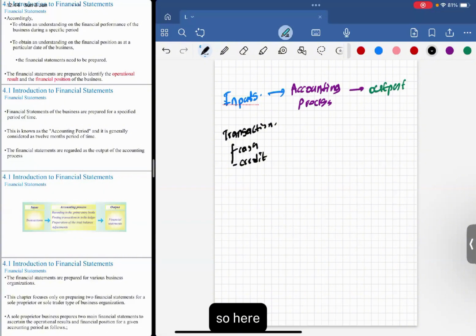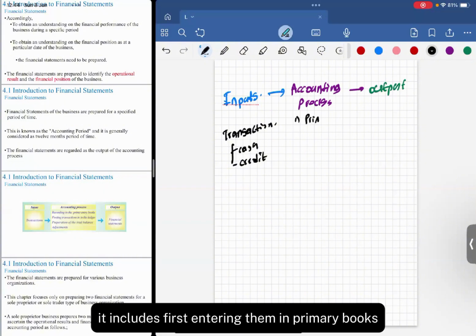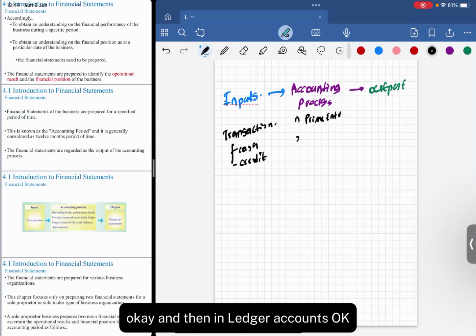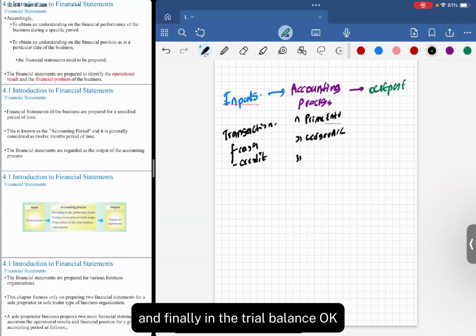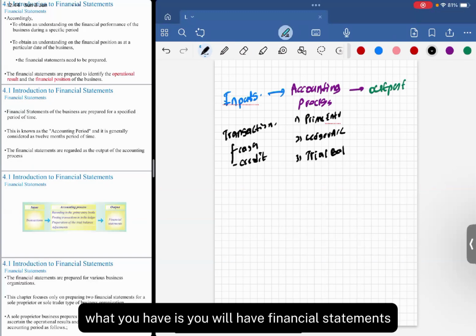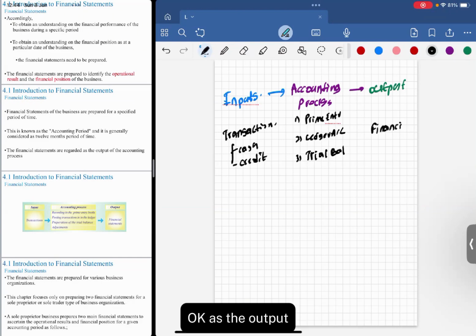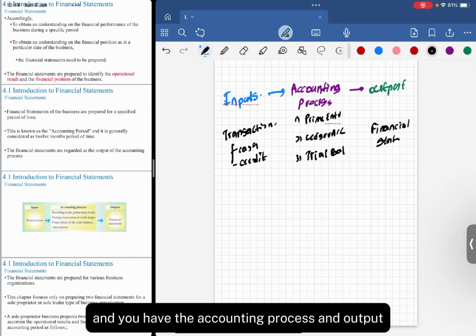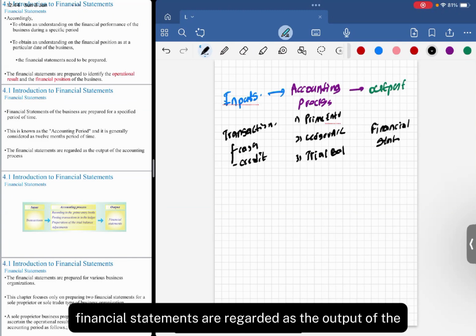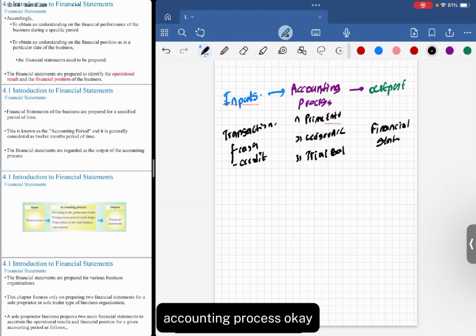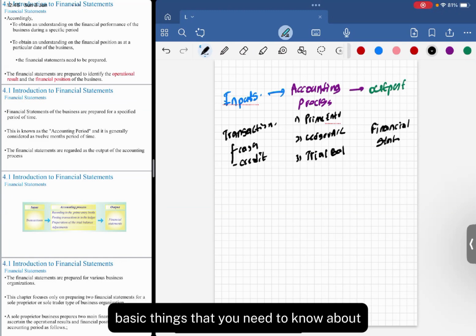So here it includes first entering them in prime entry books, then in ledger accounts, and finally in the trial balance. After that, you will have financial statements as the output. So you have inputs, the accounting process, and outputs. Financial statements are regarded as the output of the accounting process. Those are the basic things you need to know about the introduction to accounting.